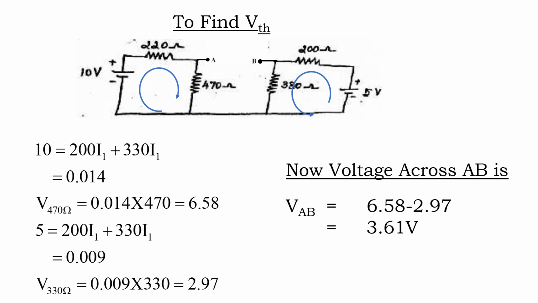Similarly, for the second loop, 5 equals 200 I1 plus 330 I1. So I got 0.009. Then multiply that 0.009 into 330, I got 2.97. So this is the voltage across the 470 and the 330. Please subtract the higher potential minus the lower potential. So that is the voltage VAB, 3.61 volts.